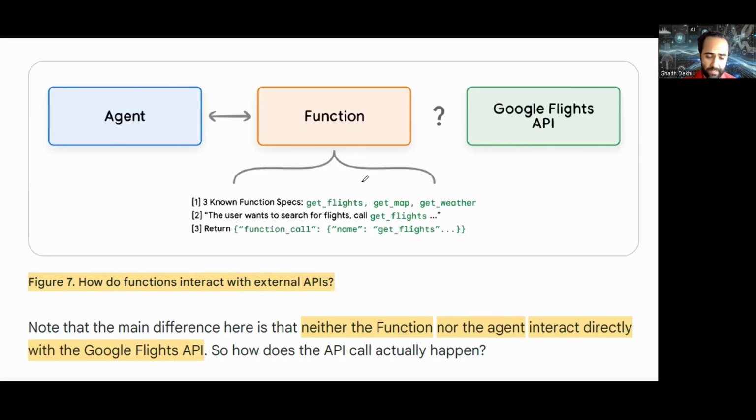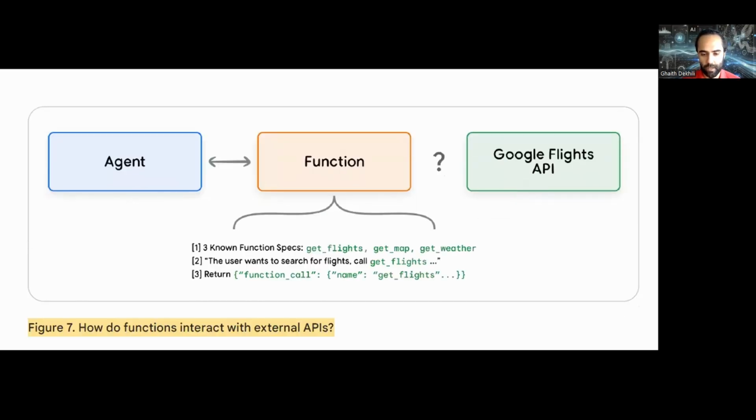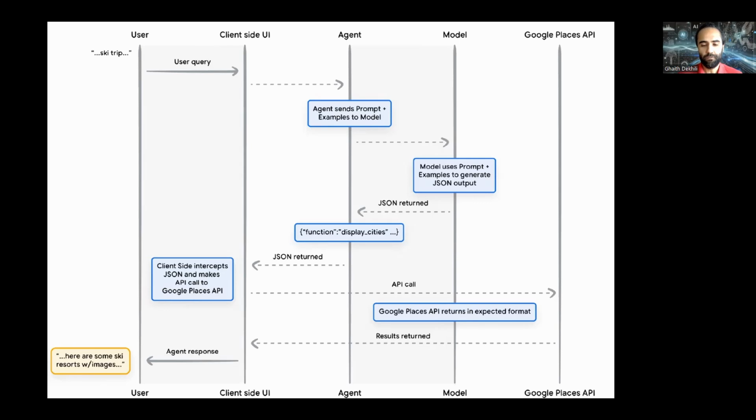Now, if we compare extensions to functions, functions also do the same work as extensions, but not in the same way. As you notice here, neither the function nor the agent are related directly to the API because the API call is done in the client side. It's fine, guys, if you still don't see how function calls work. You will see it in this diagram sequence.